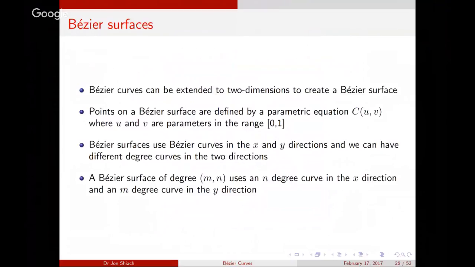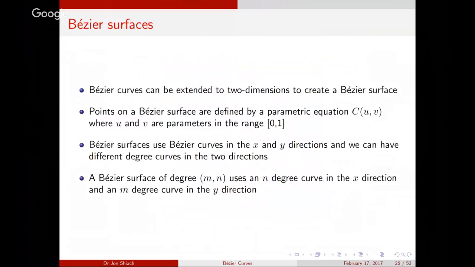With the Bezier curve, we have a parametric equation in terms of the parameter t. Remember, t was in the range 0 to 1. The more values of t you have, the smoother your curve is. The surfaces are defined by 2 parameters, and I call them u and v, just to be different from the t. u and v are both parameters in the range 0 to 1, but we have 2 of them now, because we've got them in 2 dimensions. Essentially, the mathematics is very similar. It uses Bezier curves in x and y directions.